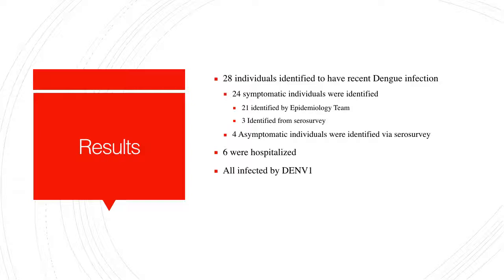After the active surveillance was completed, there were 28 individuals identified to have recent dengue infection. 24 of those individuals reported symptoms consistent with dengue infection. 21 of these individuals were identified by the epidemiology team, and 3 of these were identified through the active surveillance of the serosurvey. The survey was able to identify 4 asymptomatic individuals as well. In all, there were 6 hospitalizations related to the dengue outbreak, and all individuals were infected with the DENV1 virus.